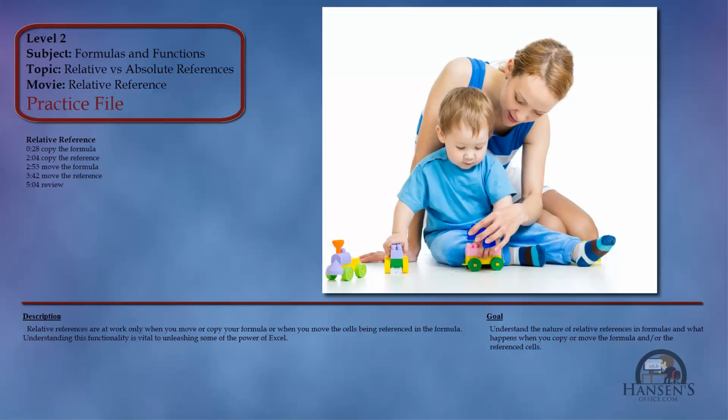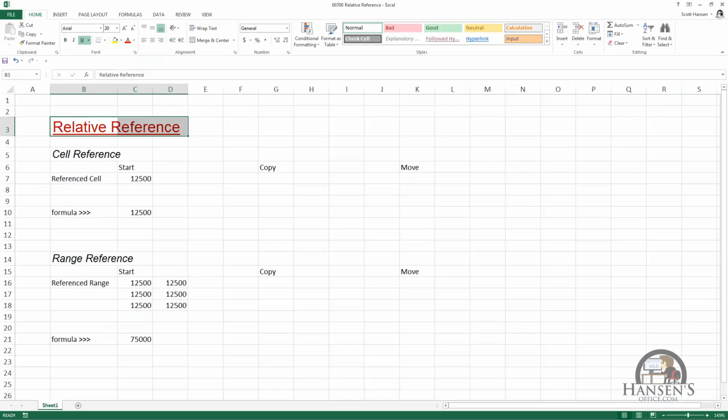In this movie, we're going to talk about relative references, which is really fundamental to using Excel. We'll talk about relative cell and range references, and then we're going to copy the formula that has the reference and see what happens. And then we're going to copy the reference to see what happens. Then we're going to move the formula with the reference, and then we're going to move the cells that are referenced.